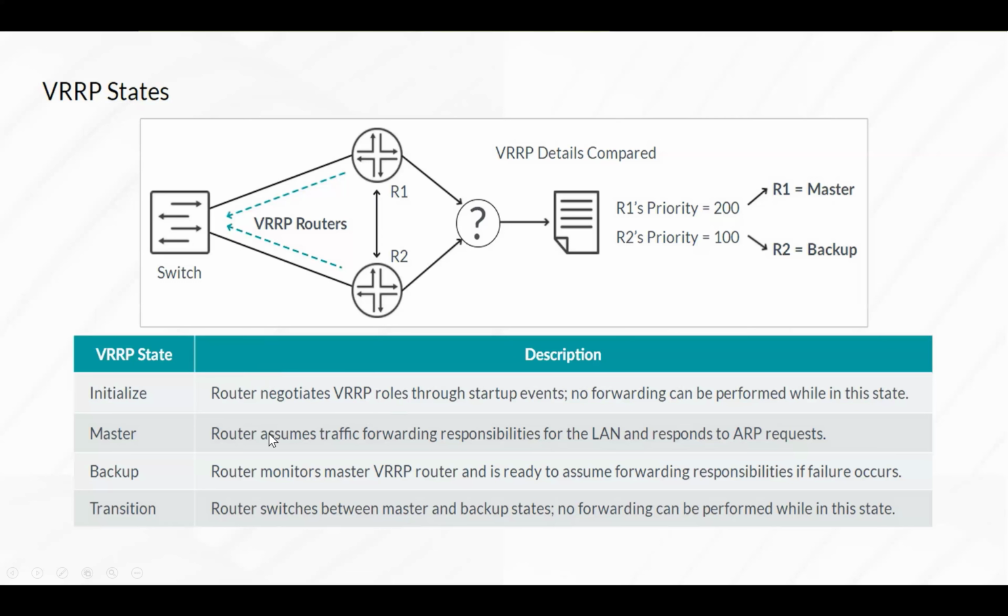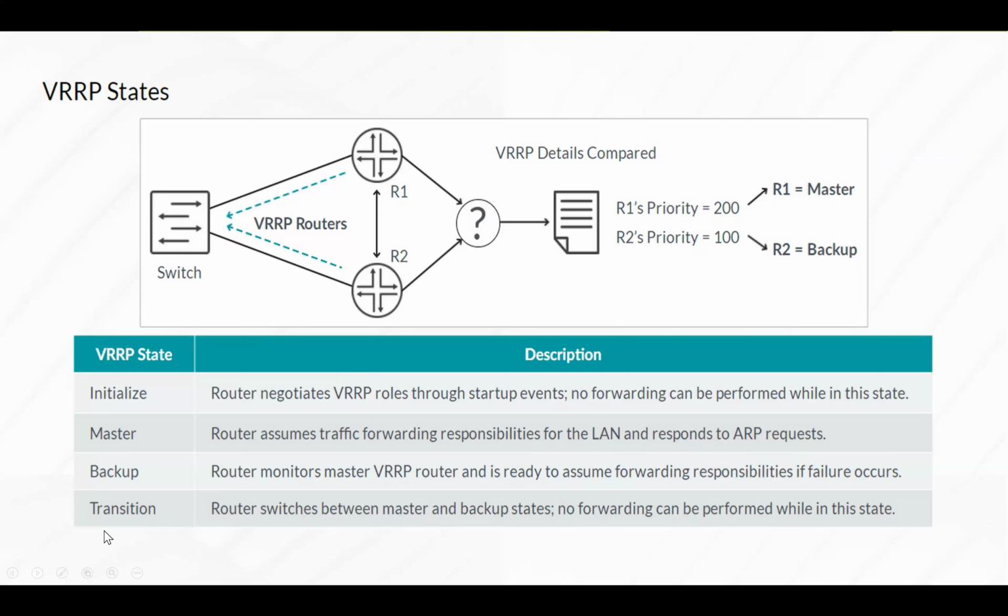Master: the router assumes traffic forwarding responsibility for the LAN and responds to ARP requests. That means those are active routers. The master router is the active router and takes responsibility for traffic. And the backup router just monitors the master router, whether the master router goes down or not. If it goes down, the backup router will be the master router.